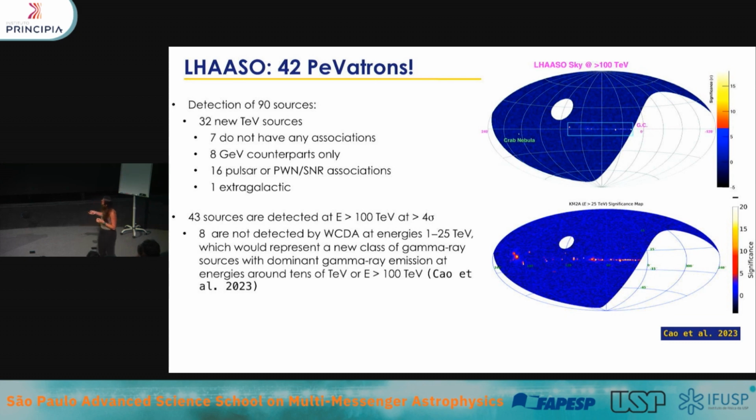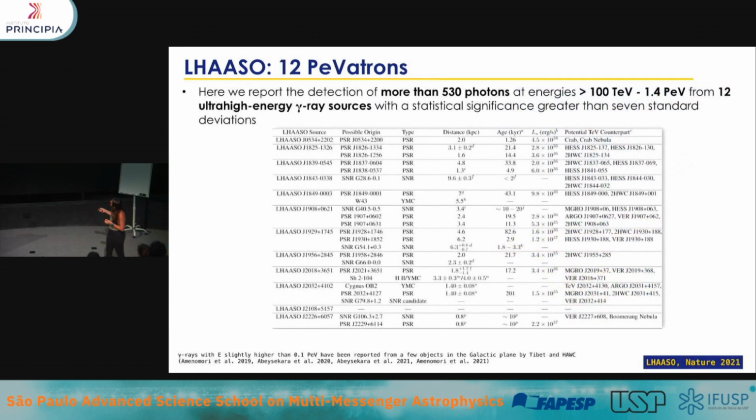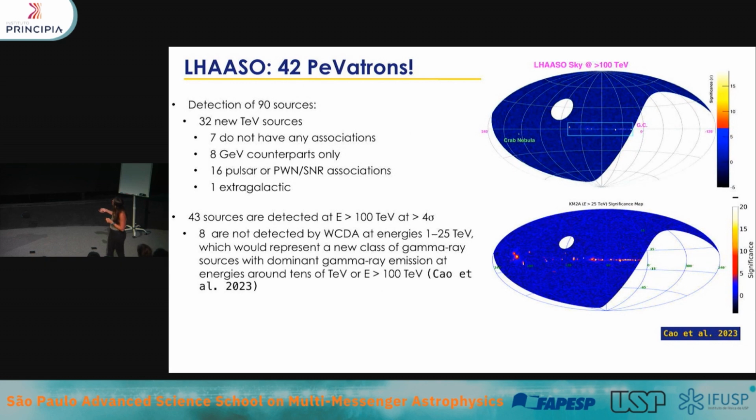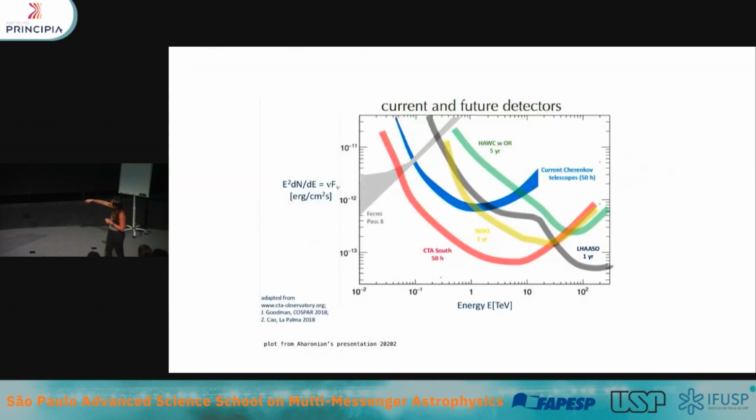So these are the ones that arrive at the atmosphere, if I remember correctly. Okay. So that's why LHAASO is obtaining really great results, because they have a very good sensitivity.